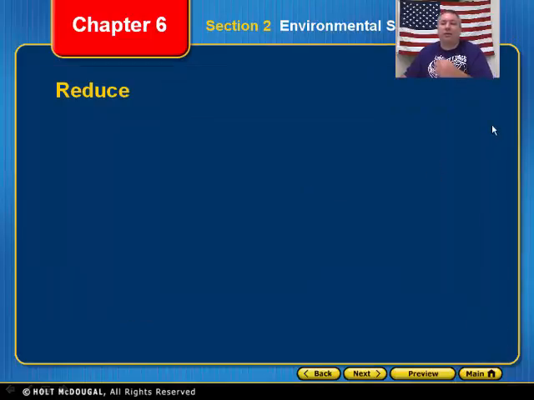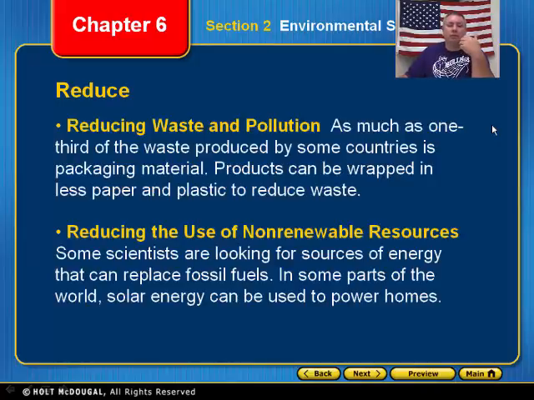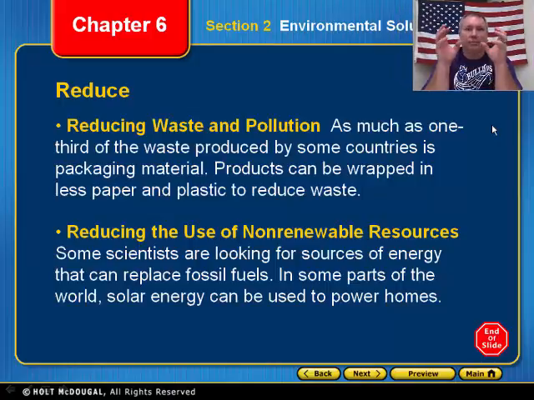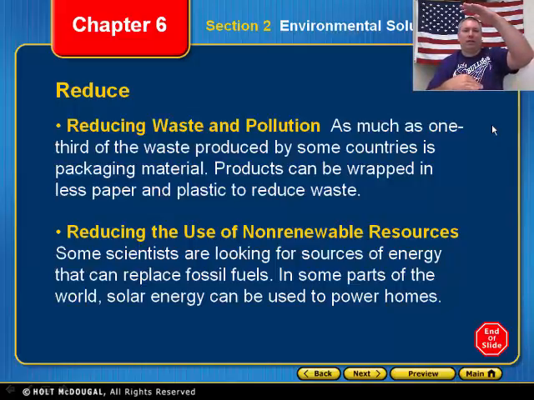All right, so let's talk about reduce first. When we talk about reducing, what we're talking about is reducing the amount of waste and pollution that we have. So we have to be able to think about reducing that amount. Now, back in the old days, people used to make products in real big packaging. I'll give you an example. When I was a kid, CDs used to come in packages that were about this big.